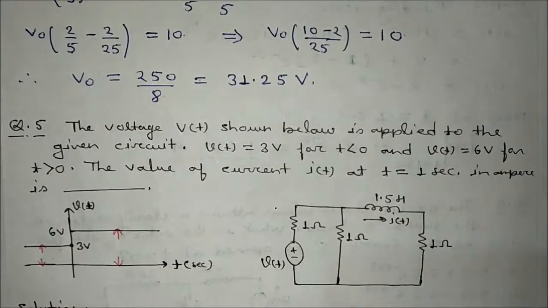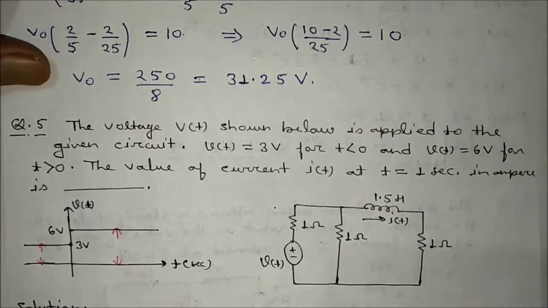Okay, it is asking about the current i_L(t) at t equal to 1 second. You can see this is a first order circuit. You have to calculate this i_L(t), that means the inductor current. So we will do all those 4 to 5 steps to get the value of i_L(t).